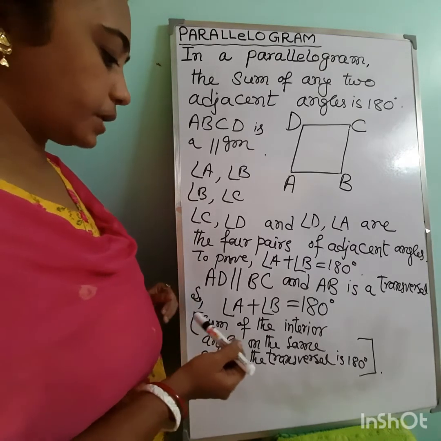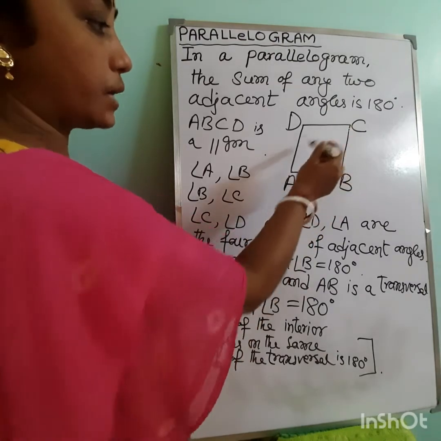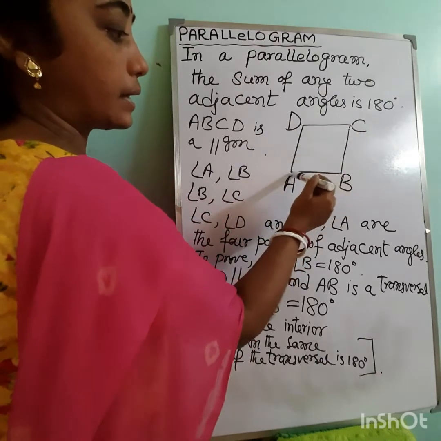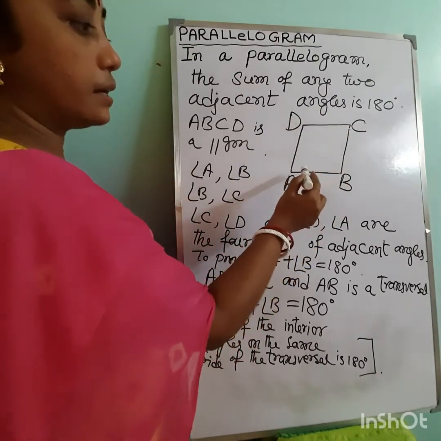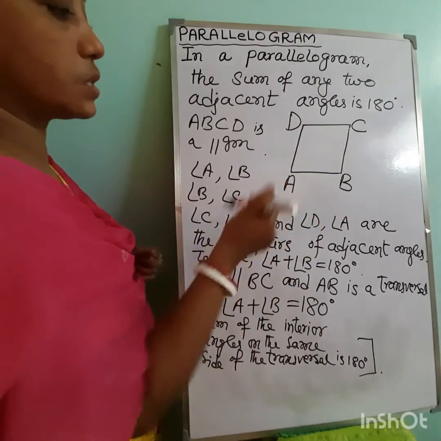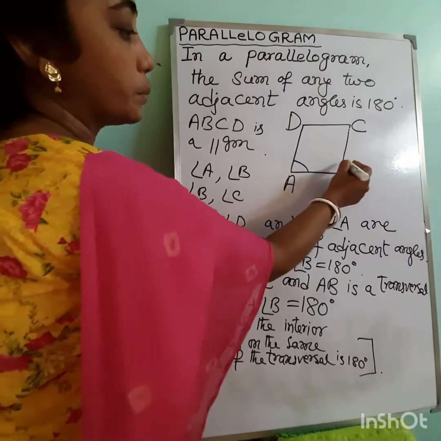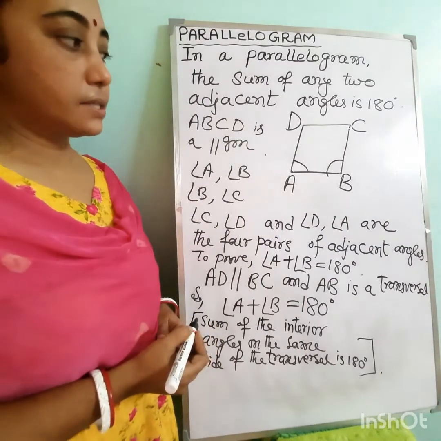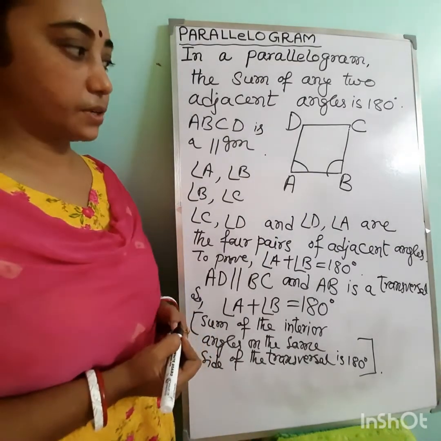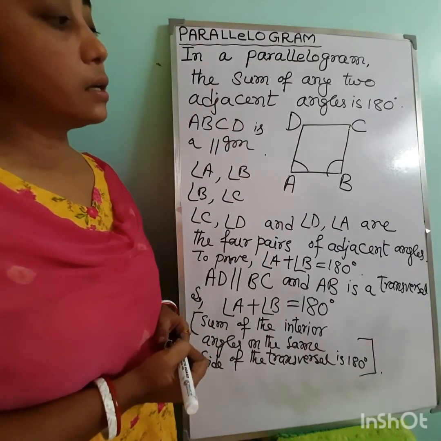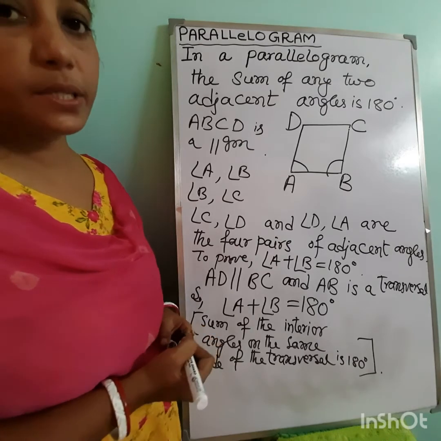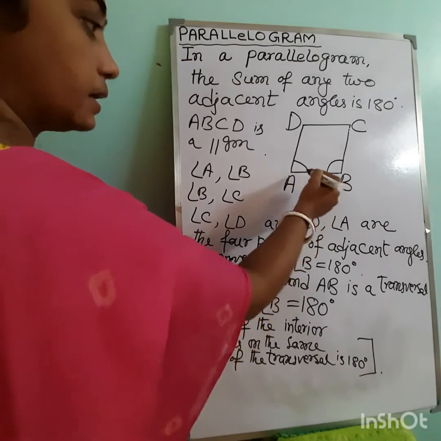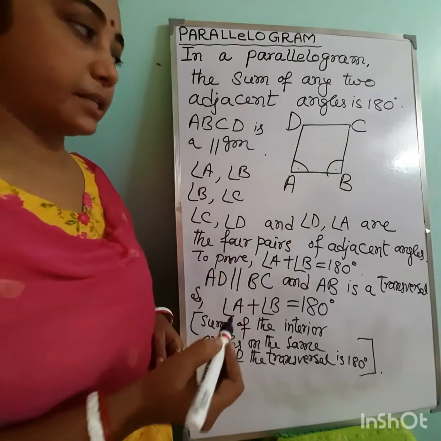Let's see how it's coming. Here ABCD is a parallelogram. So AD is parallel to BC and AB is a transversal. Then angle A plus angle B is equal to 180 degree because these two angles are co-interior angles on the same side of the transversal. So the sum of the interior angles on the same side of the transversal is 180 degree. So here we can say that angle A plus B is equal to 180 degree.